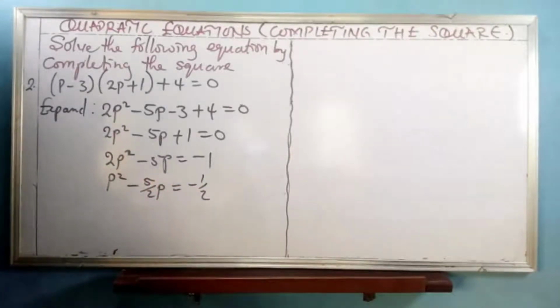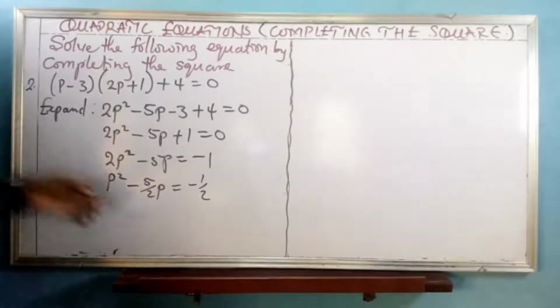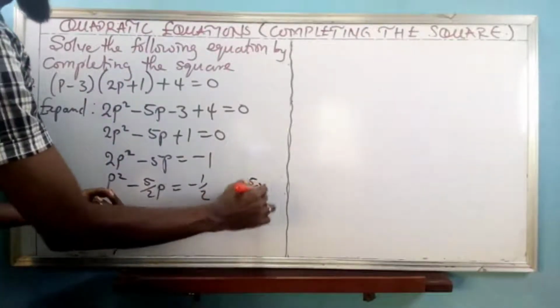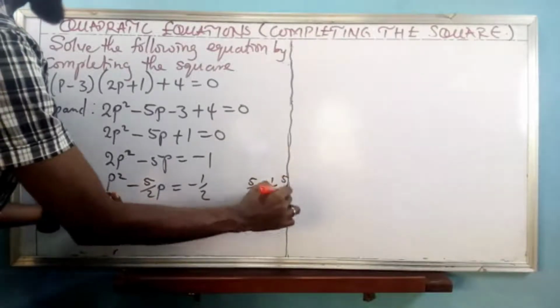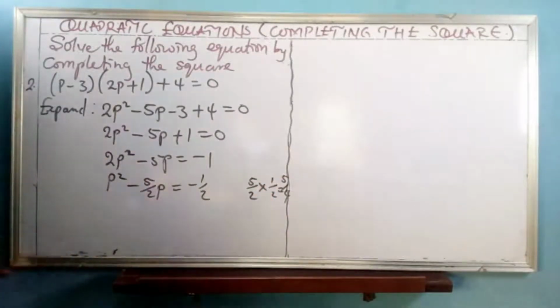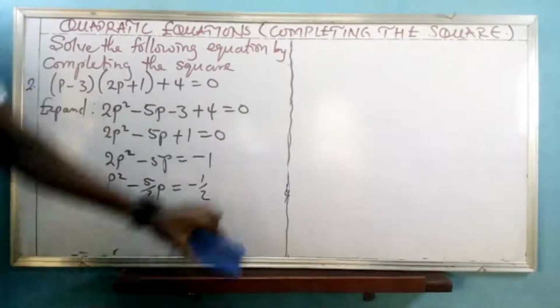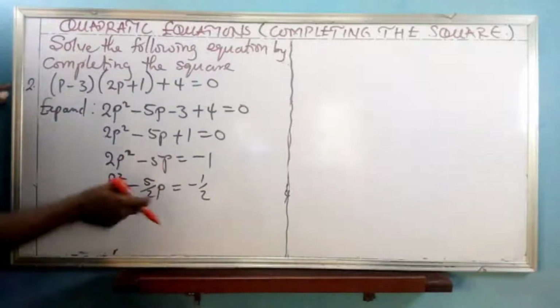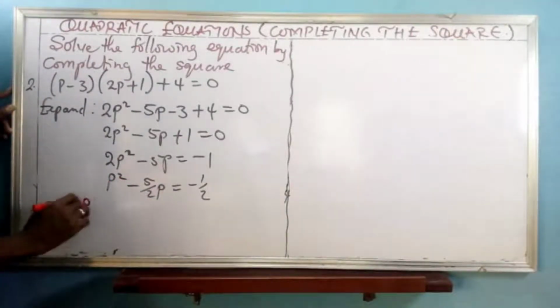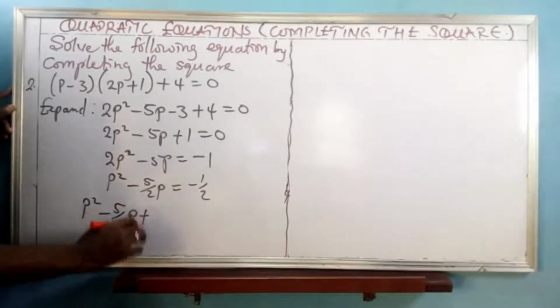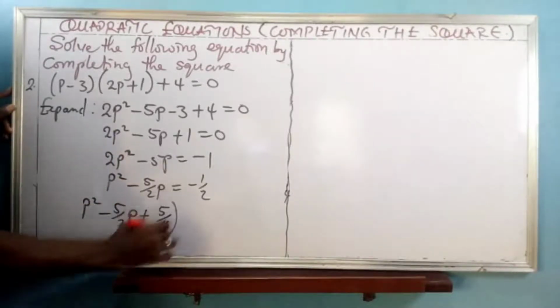The next thing is what? Add to both sides the square of half of coefficient of first power. Half of this one, what will it be? When you have something like 5 over 2 times 1 over 2, what will it give you? 5 over 4. Okay, 5 over 4. So that will be our half of this first power. Now, half of the coefficient of the first power, that's 5 over 4. So we're going to add it together. So we have p square minus 5 over 2p plus 5 over 4 all in square.